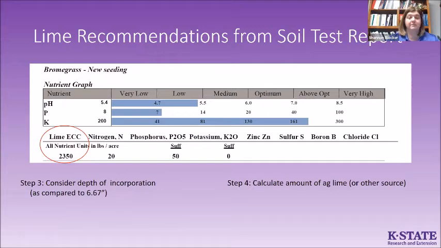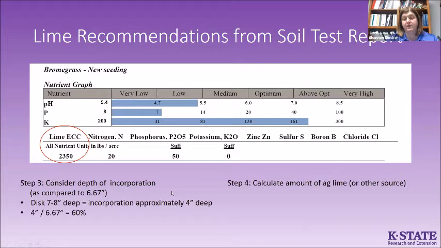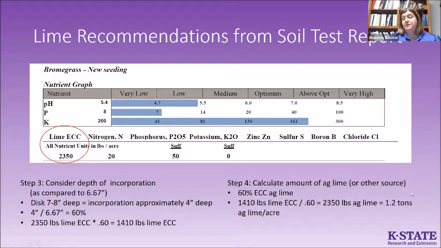So here's another example. Again, your soil test company or the lab that you used is going to give you a lime ECC, but it's probably going to be based on that 6.67 incorporation. So you need to adjust that. If you're going to disc deeply, you can assume approximately 4-inch incorporation. That's about 60%. You can do the math here, and it ends up being 1.2 tons of ag lime per acre.